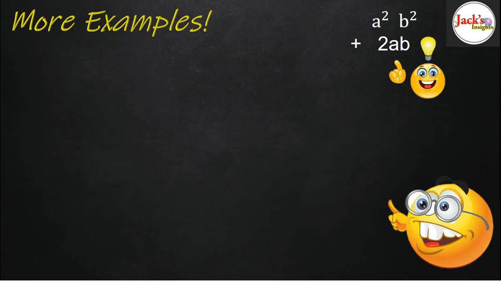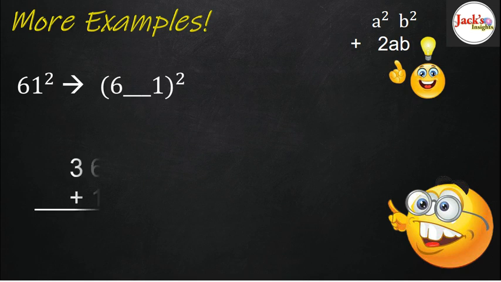Okay, another example, we have 61 squared. Same process, you're going to separate the digits. The square of A, which is 6, is 36. The square of 1, that is 1. And then don't forget to write the squares as two-digit numbers. So 1, that is 01. Then find 2AB, that is 6 times 1 is 6 times 2, that is 12.